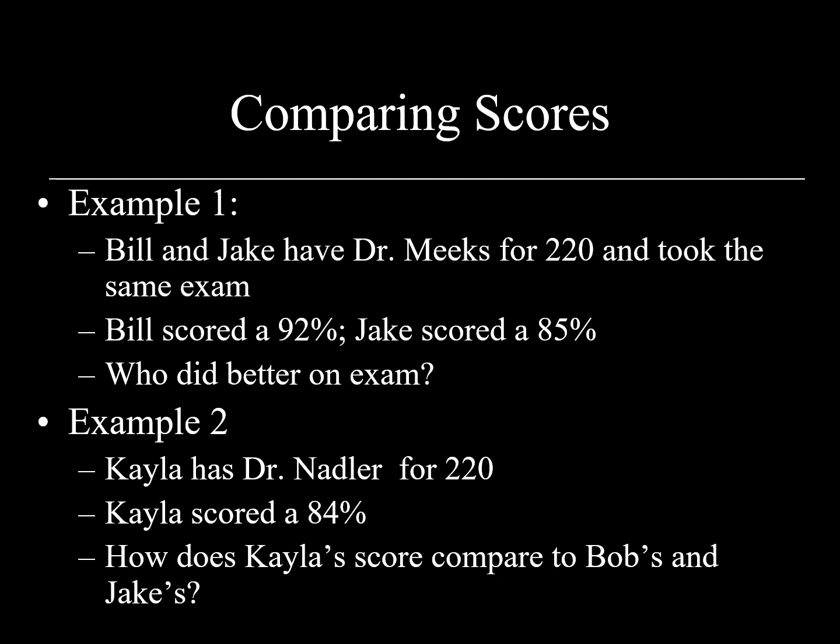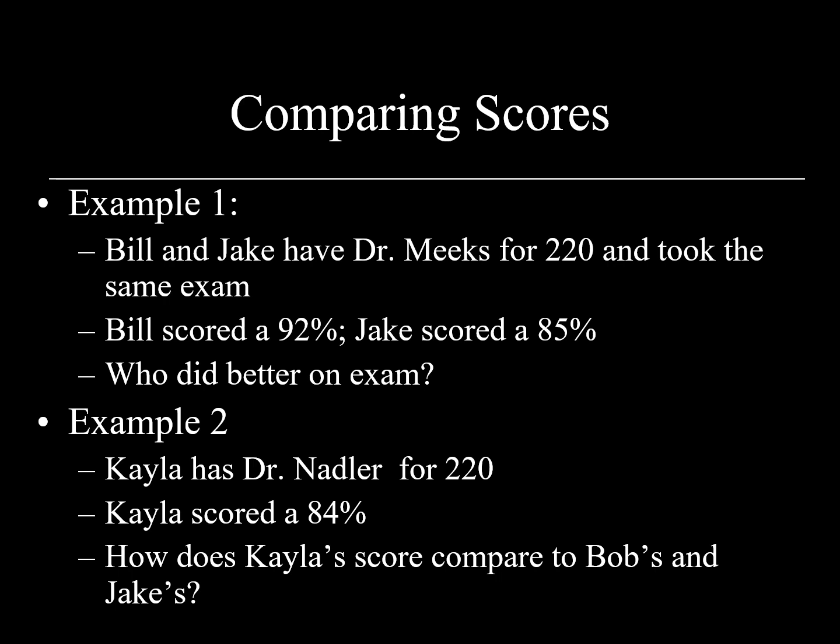And likewise, example 2, Kyla has Dr. Nadler for 220, so she's taking it with someone else, and scores an 84. Now, this is a different class. It's the same class number, but it may be a different test. It may be from a different date, and it's definitely with a different instructor. So if we just looked at the base scores, knowing that it was on a 0 to 100 scale, we would probably say, well, I guess Kyla did worse than Jake or Bill. And objectively, she did. Everyone's on the same scale.